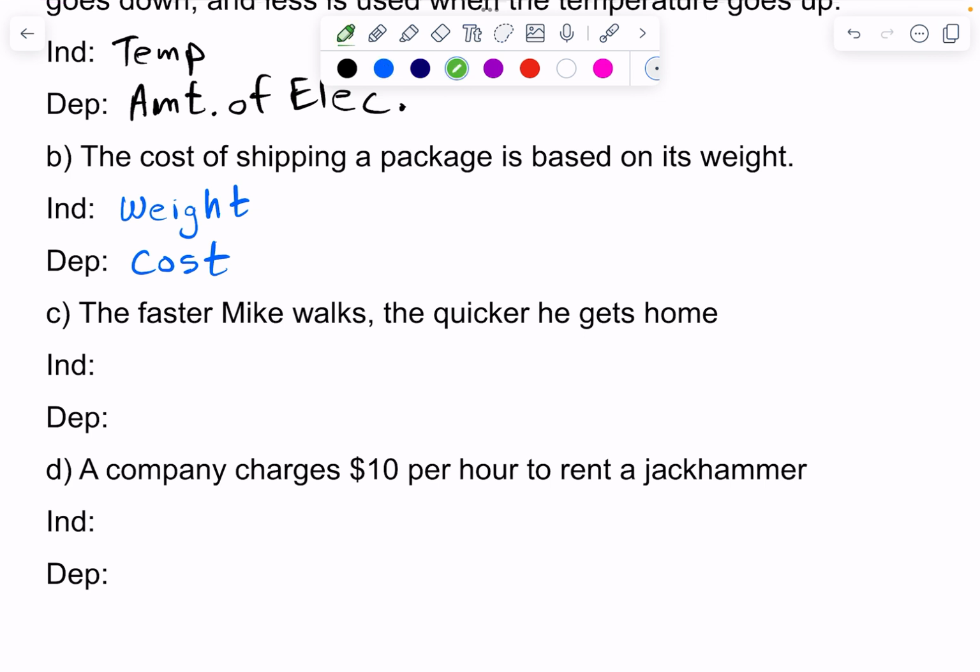Next example. The faster Mike walks, the quicker he gets home. This is a tricky one. What is the independent variable here? If you said Mike's speed, then you answered correctly. And what is the dependent here? The amount of time it takes for him to get home. And let's think about it logically. The faster he walks, the less time it will take for him to get home.